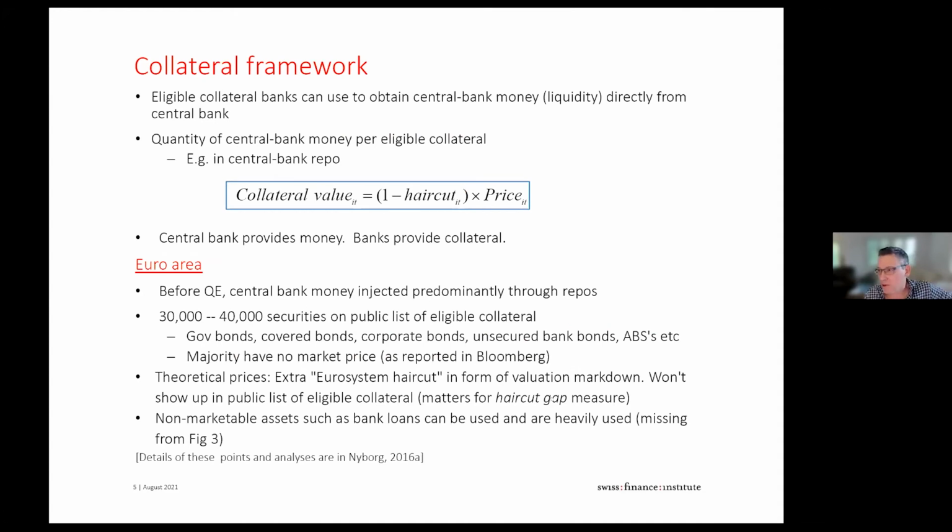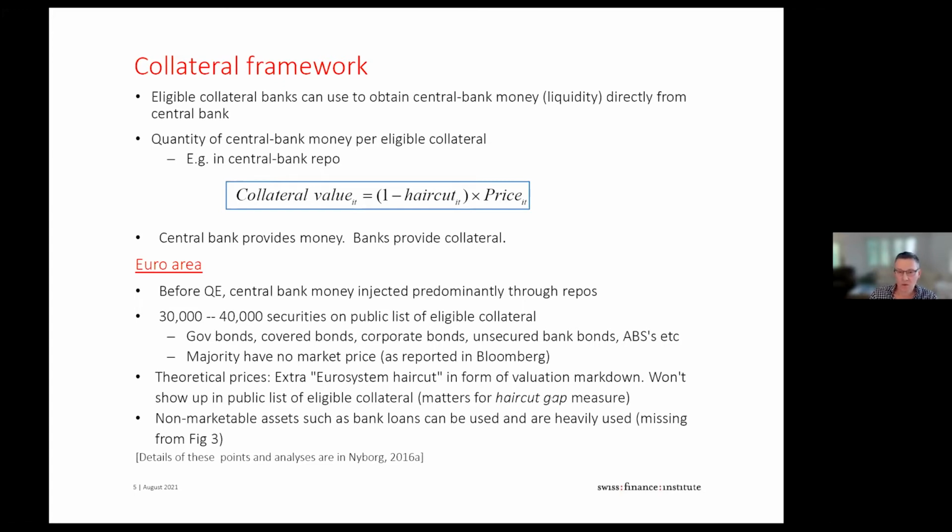Now, collateral frameworks do basically two things. One, they define the set of eligible collateral banks can use to obtain central bank money directly from the central bank. And second, they define a rule that determines how much money will be provided per eligible collateral. So in the case of central bank repos, which is what is being studied in this paper, you have this concept of collateral value. This is determined within the collateral framework, and that is simply the price less a haircut. Now, in the euro area, there are 30 to 40,000 different securities on the public list of eligible collateral, somewhat less before the crisis, before full allotment, but still it's a huge amount.